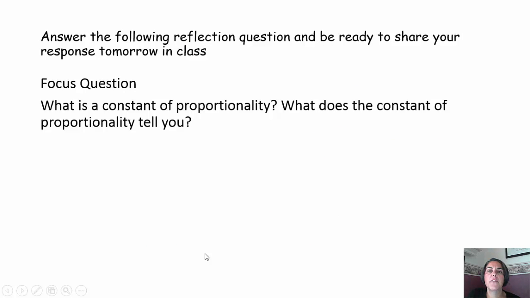You're going to answer the following reflection question and be ready to share your response tomorrow in class. So make sure you write this out. Focus question: What is a constant of proportionality? What does the constant of proportionality tell you? Take a little time to write that up tonight. Bring it to class. Be ready to share.